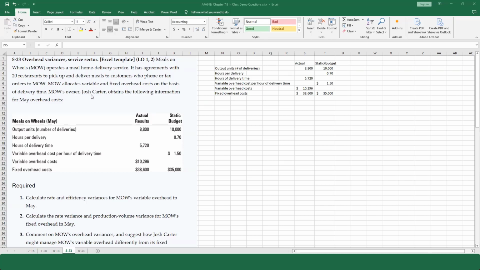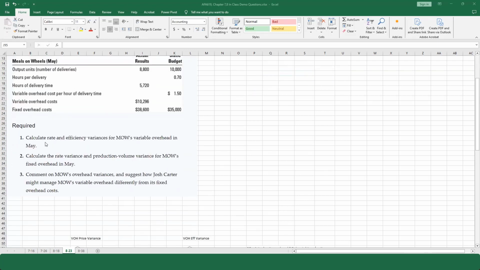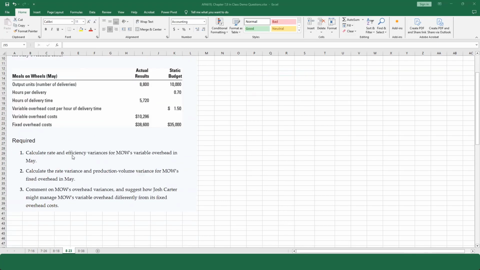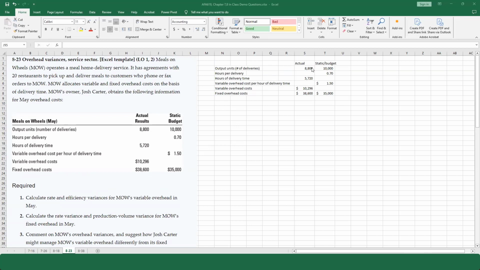MOW's owner, Josh Carter, obtains the following information for May overhead costs, and they give us a bunch of information. Required: calculate rate and efficiency variances for MOW's variable overhead in May. So we do have this information right here, and I've just copied it over here. I'm just repeating it. We have actual and we have the static budget.